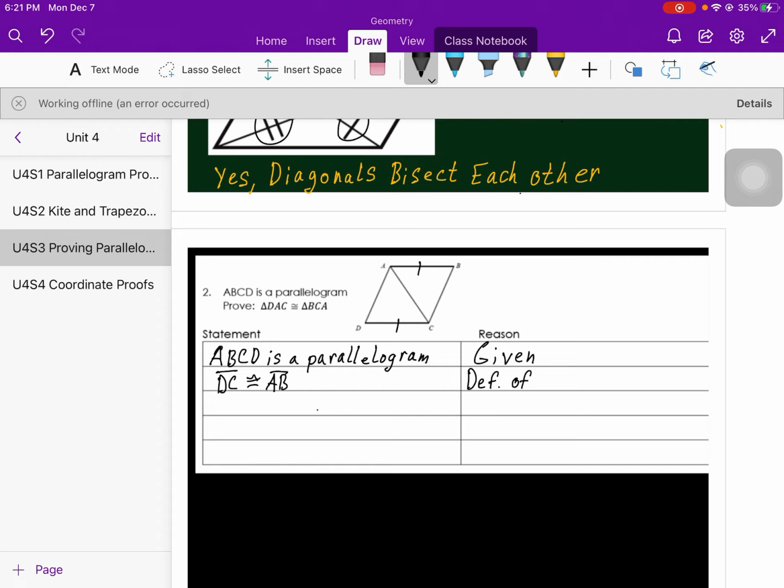You can abbreviate if you want, definition of parallelogram. Or you could say opposite sides of a parallelogram are congruent, but that's much longer. We could also say that BC has to be congruent with AD. Another definition of parallelogram. It's the exact same idea as what we were talking about there.